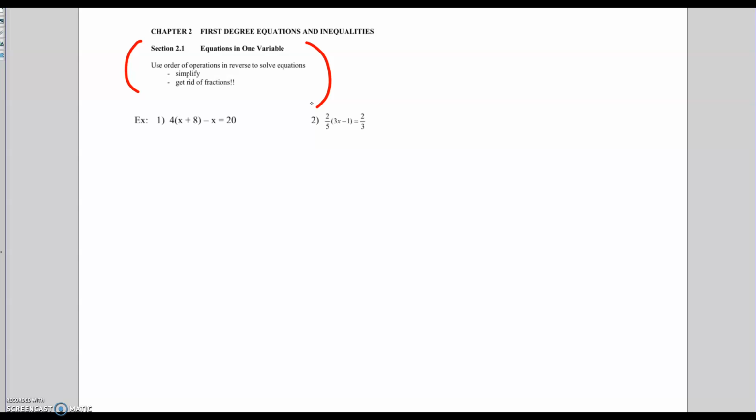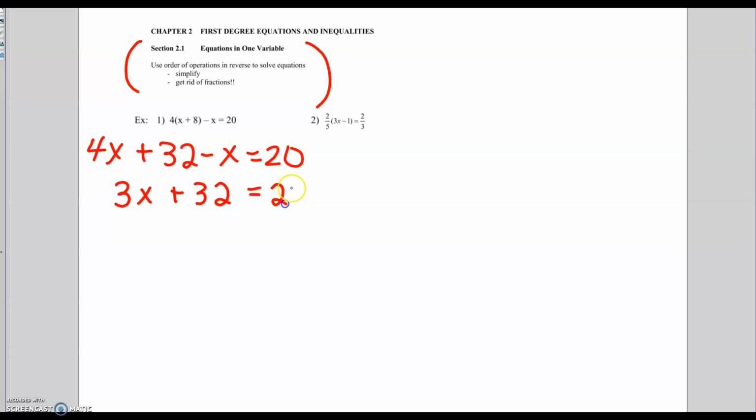All right, so number 1, we first have to simplify both sides of the equation. So we're going to distribute the 4 to both pieces in the parentheses. So 4x plus 32 minus x equals 20. Combining like terms, 3x plus 32 equals 20.